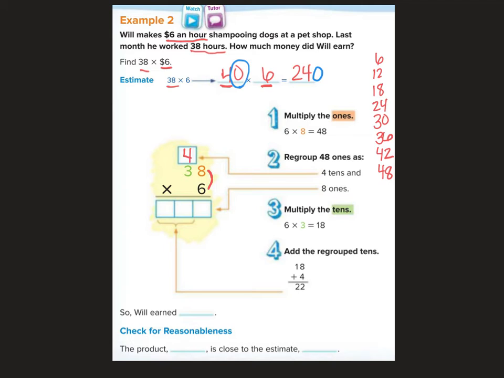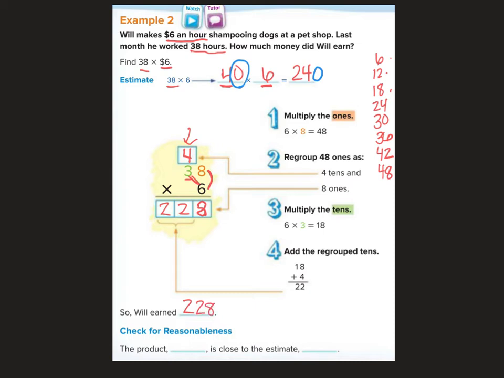I regroup my tens on top of the tens, right? This 4 here is the tens place. I regroup it on top there. 48 has an 8 in the ones place, so I bring that down to the bottom. Now I need to multiply 3 times 6. Well, let's see. What are 6 threes? 1, 2, 3 is 18. 18, then don't forget to add your regrouped number up there. 18 plus 4 is 22. So Will earned $222.